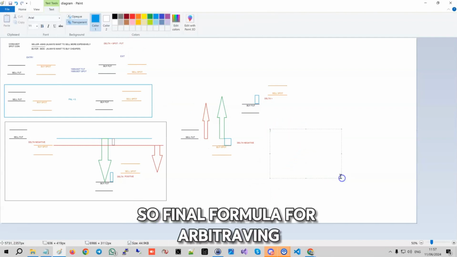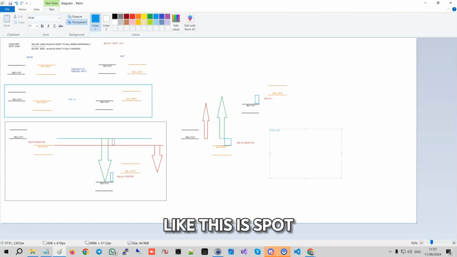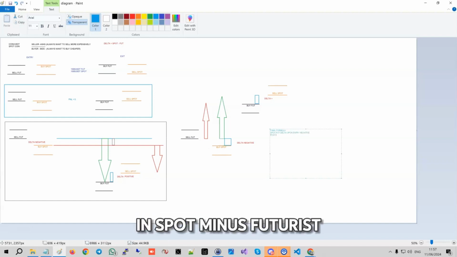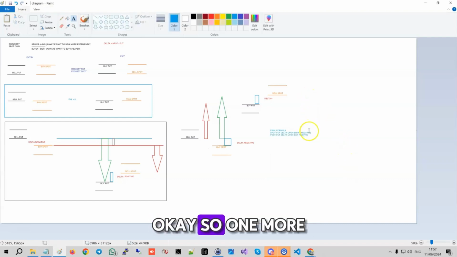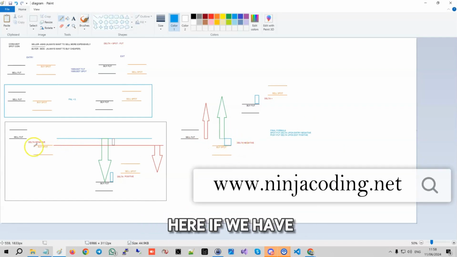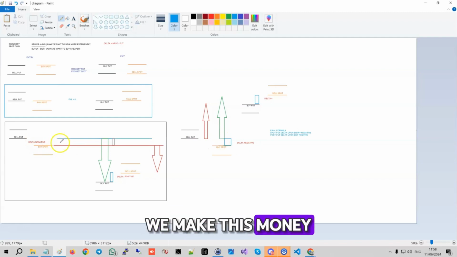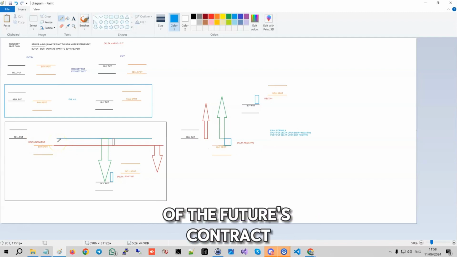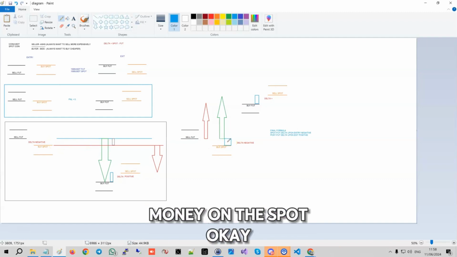So the final formula for arbitraging like this is: spot minus futures delta upon entry has to be negative, and spot minus futures delta upon exit has to be positive. One more time. When we enter, if we have negative delta, we make this money here. So here we make more money on the short of the futures contract. Here we make more money on the spot of that contract.